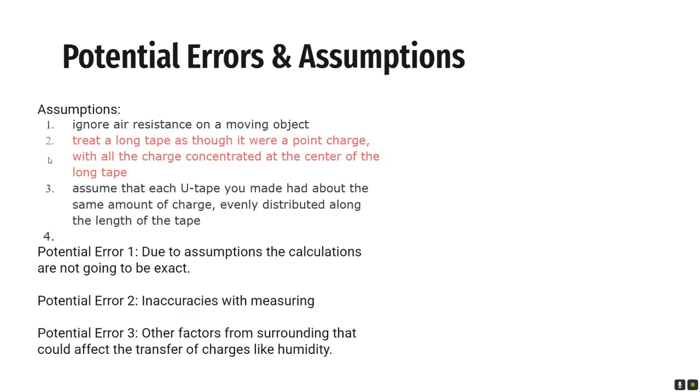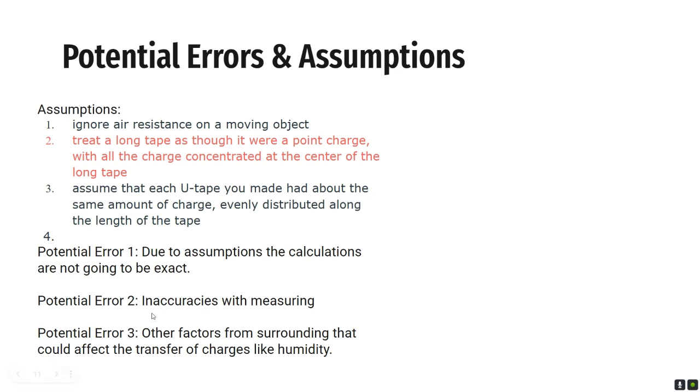So what are the assumptions? One of the assumptions was wrong, but the assumptions that were true were that we did ignore air resistance on a moving object, and we did assume that each piece of tape had about the same amount of charge, and it was evenly distributed along the length of the tape. So we did not treat this as a point charge because, as the skeleton code provided, it created a charge evenly distributed over a distance, making a line charge instead of a point charge.